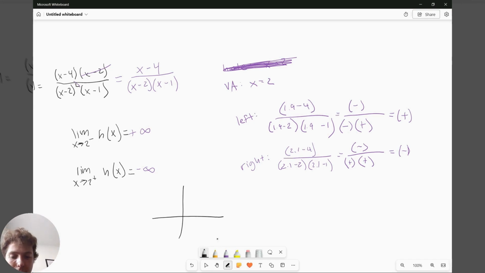So if you were to graph that, here, let's say is 2. There's a vertical asymptote there. The left side is now going up towards infinity. The right side is going down towards infinity.